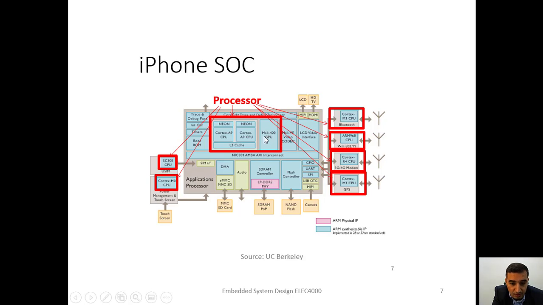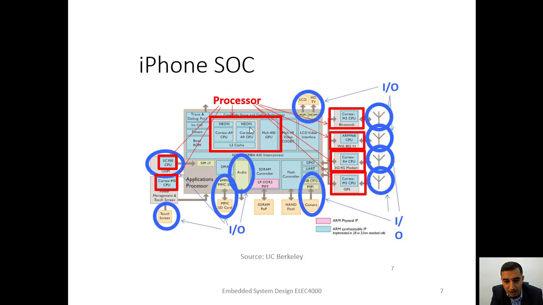Now, the processor for the computer is running a dual core, as you can see here, Cortex A9 CPUs with L2 cache and Neon memories. This is inside the very old iPhone.